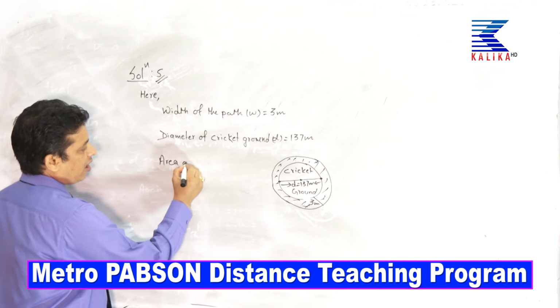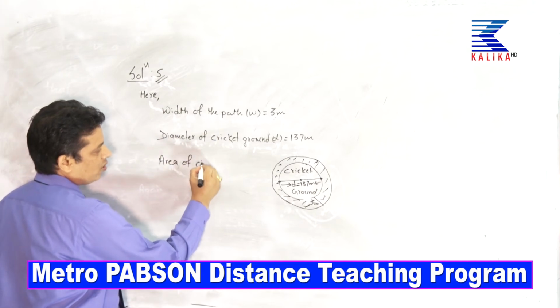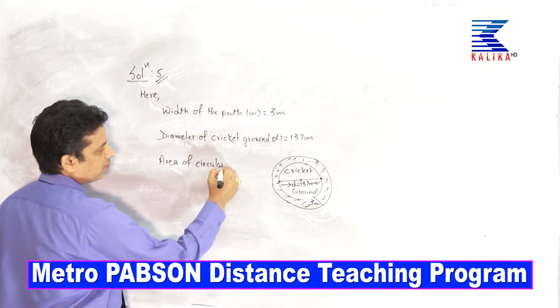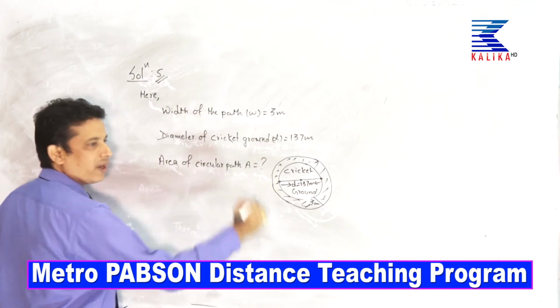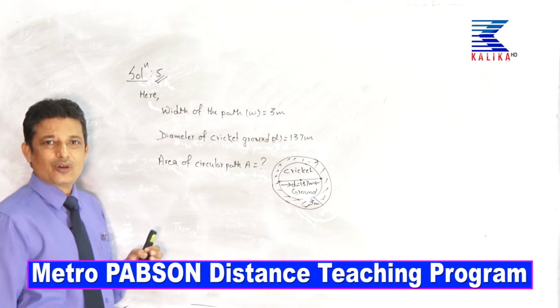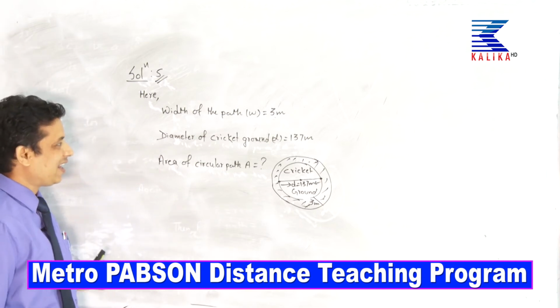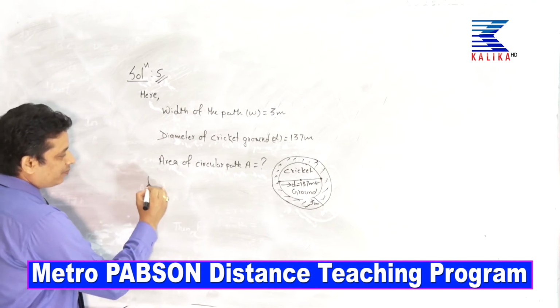Here, the area of the circular path A is equal to what? I hope you have understood it. Now, let us use the formula.